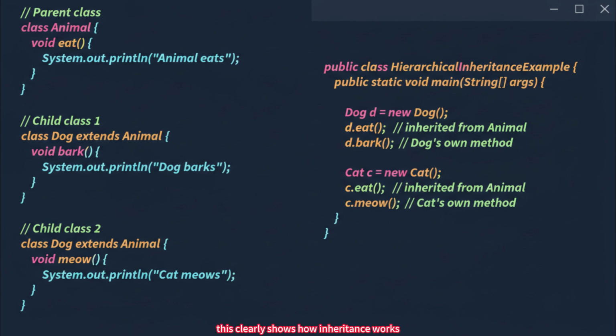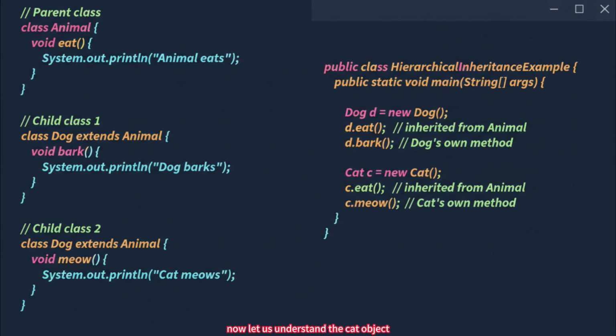This clearly shows how inheritance works. The child class can use the parent class methods even if they are not written inside the child. Next, we call bark using d.bark(). Now this time, Java checks the Dog class first. The bark method exists inside the Dog class itself. So Java directly calls it from the Dog class. The output will be "Dog barks".